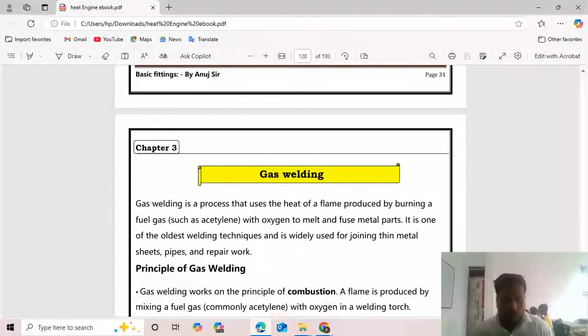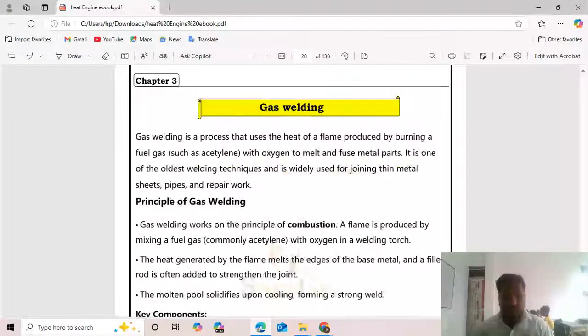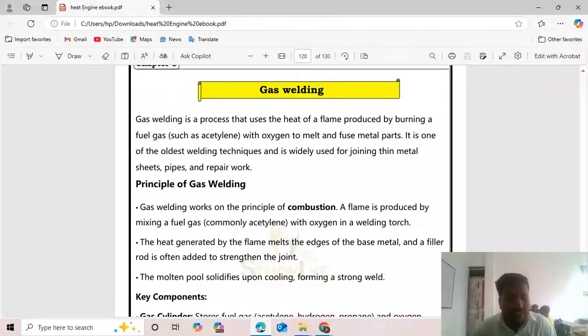Another topic is gas welding. What exactly is gas welding? Gas welding is a process that uses the heat of a flame produced by burning a fuel gas such as acetylene with oxygen to melt and fuse the metal parts. It is one of the oldest welding techniques and is widely used for joining thin metal sheets, pipes, and repair work.